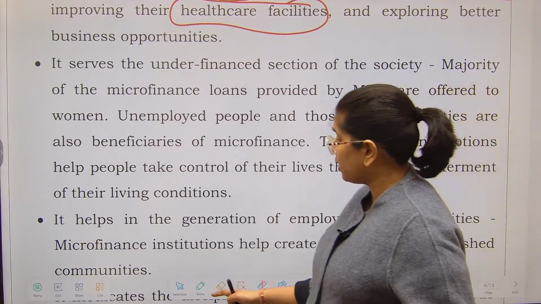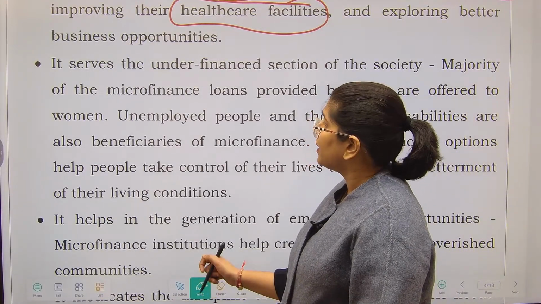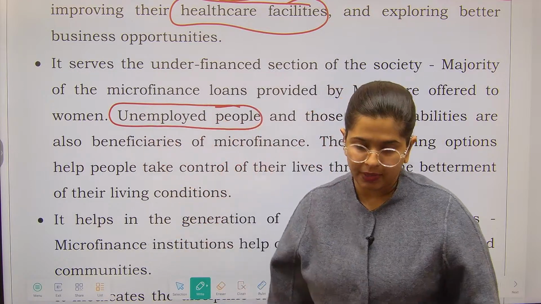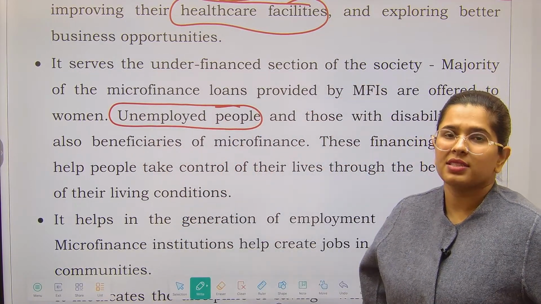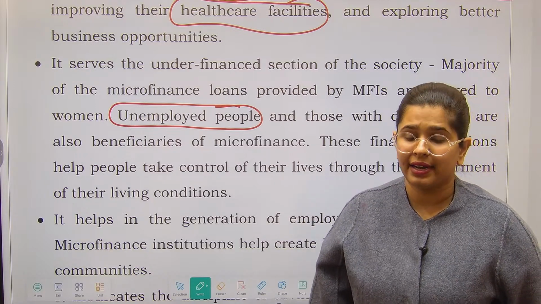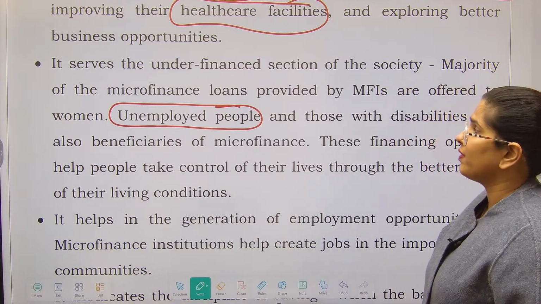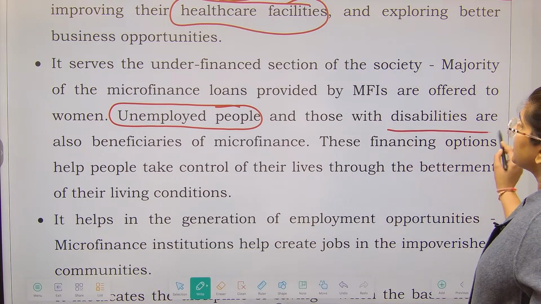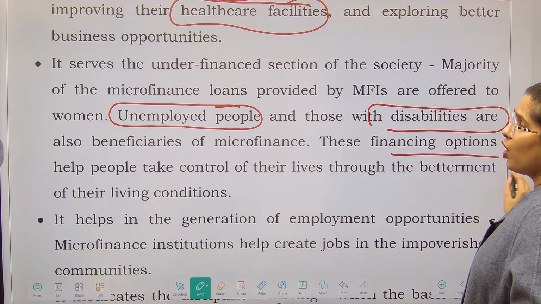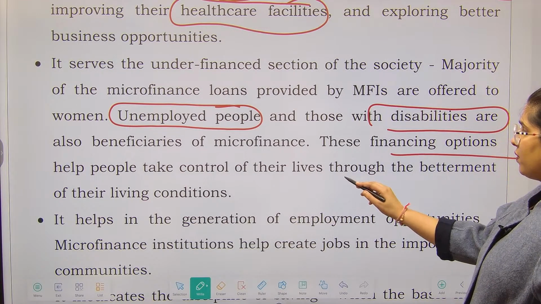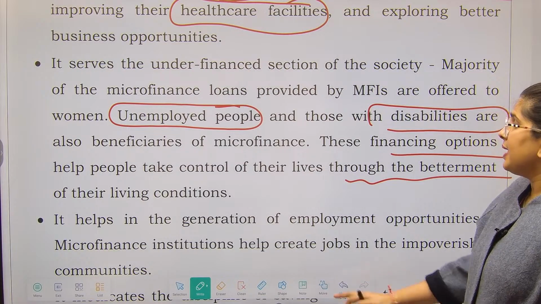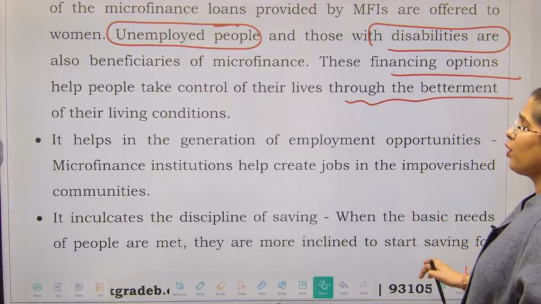Next, it serves the underfinanced section of society, right? Unemployed people. Now, what is the underfinanced sector? The underfinanced section is like unemployed people. They may not have some form of credit history or likewise, so they would not be eligible for bank-related loans. So this is where microfinance helps, right? Those with disabilities are also beneficiaries of microfinance. These financing options help people take control of their lives and improve their living conditions. Next is, it helps in the generation of employment opportunities.